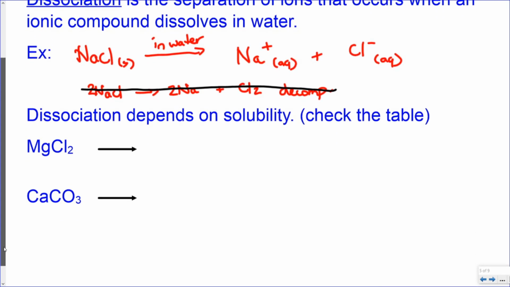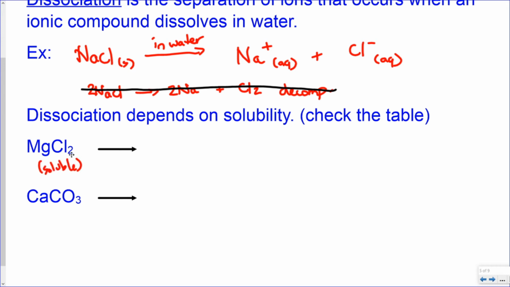So dissociation depends on solubility. We've talked about that before. So if you look at magnesium chloride, when you put magnesium chloride into water, you check your solubility table. It says chloride has high solubility with most and low solubility with 6 other ones. Magnesium is not in those 6 other ones. It's in the most. So this is soluble.